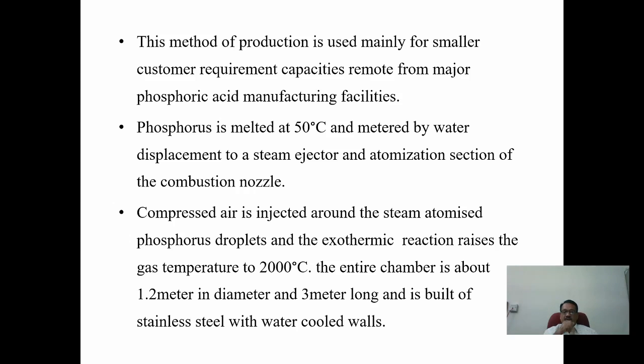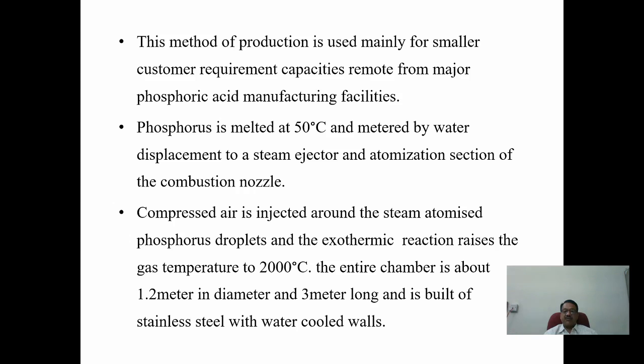This is the process. This method of production is used mainly for smaller customer requirement capacities remote from major phosphoric acid manufacturing facilities. Phosphorus is melted at 50 degrees centigrade and metered by water displacement to a steam jet ejector and atomized section of the combustion nozzle. Compressed air is injected around the steam atomized phosphorus droplets, and the exothermic reaction raises the gas temperature to around 2000 degrees Celsius.